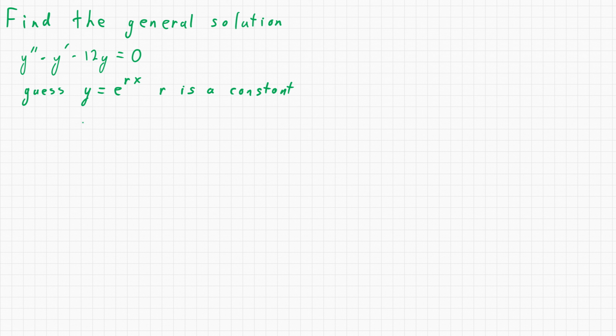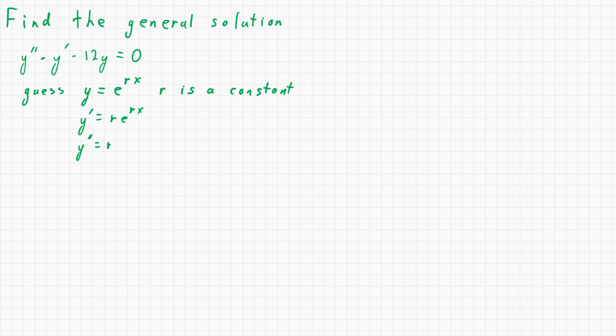All right, so let's calculate derivatives. That's y prime is going to be r e to the rx. y double prime is r squared e to the rx. Plug that into the differential equation here, so I get r squared e to the rx for the y double prime term. Got minus y prime, so minus r e to the rx. And I got minus 12 times y, so just e to the rx. That all equals 0. Then I factor out e to the rx, so I get r squared minus r minus 12 times e to the rx equals 0.